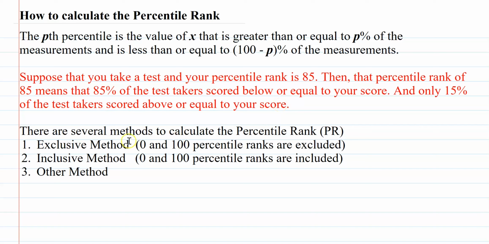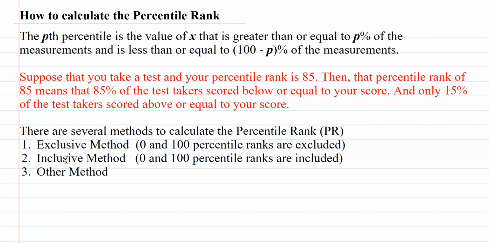And there are several ways to calculate the percentile rank. The first one is called the exclusive method. From that name itself, it means that 0 and 100 percentile ranks are excluded. That means that if you take a test and you get the lowest score, your percentile rank will not be 0 because 0 is excluded. And if you are the top scorer, you will not get 100 percentile rank because that would be excluded under the exclusive method.